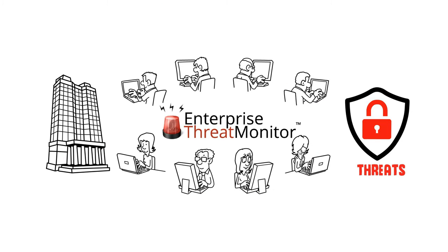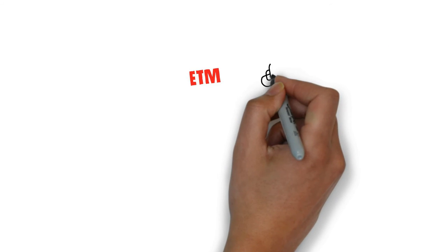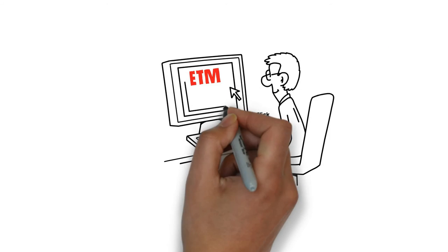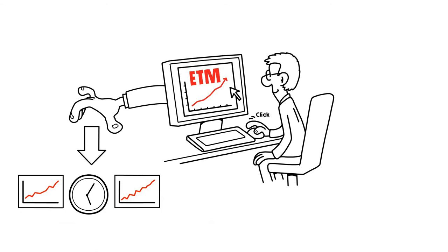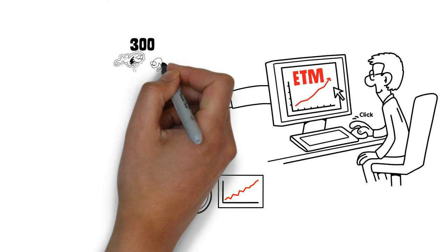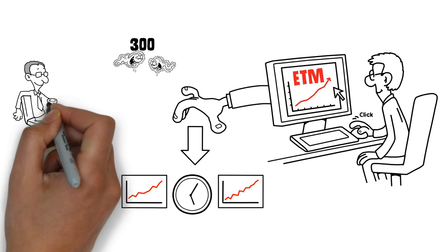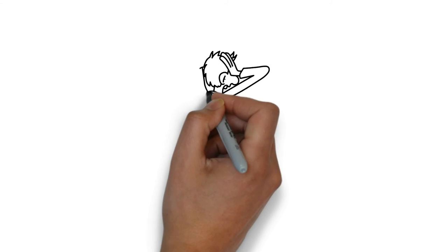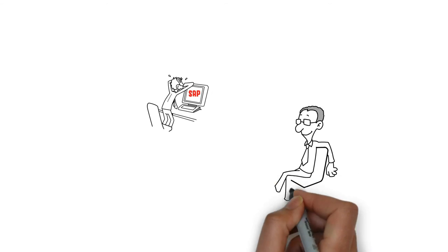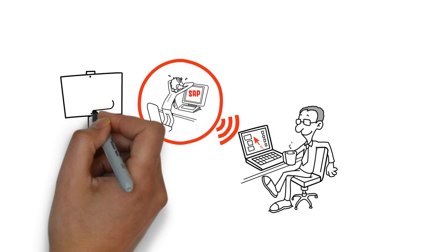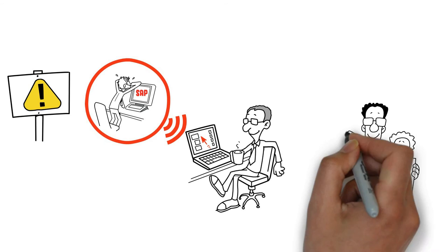Enterprise Threat Monitor. ETM uses machine learning and user behavior analytics to separate bad apples from good ones in real time. It has over 300 different threat monitoring cases built in. So when Bob runs his new SAP hacking trick the next time, you can respond immediately and stop him. Your managers and auditors will be very happy.